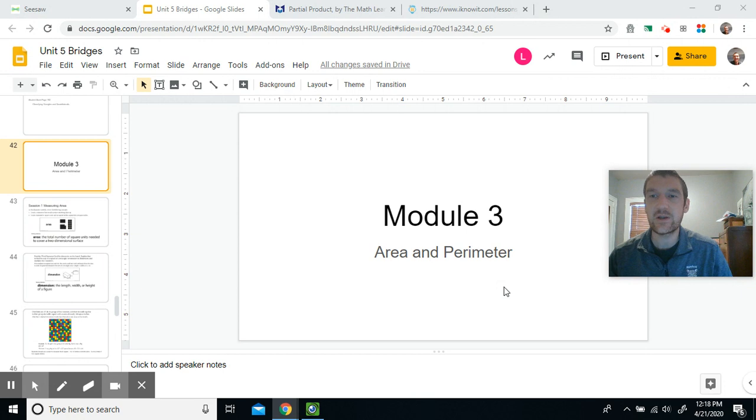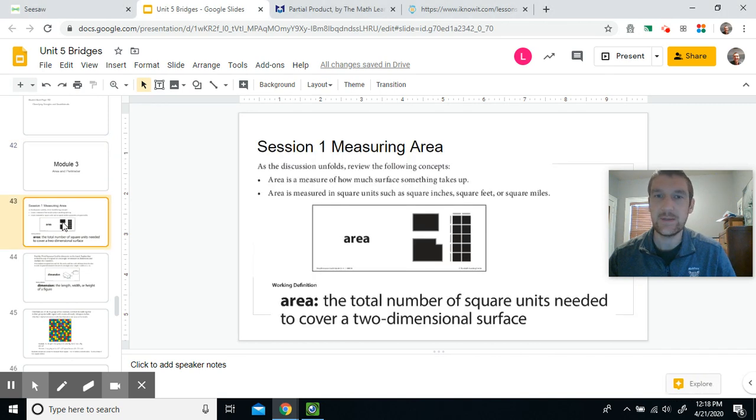So today we're going to be starting a new module about area and perimeter and how to find them in rectangles. But specifically today, I'm going to be teaching you about area, okay? So part of this should be kind of a review for us, and that's okay.